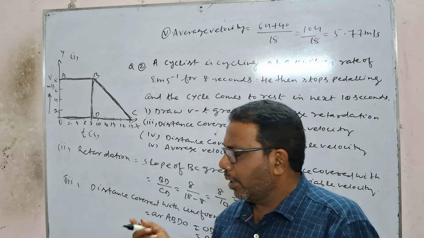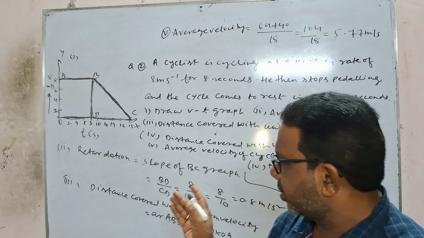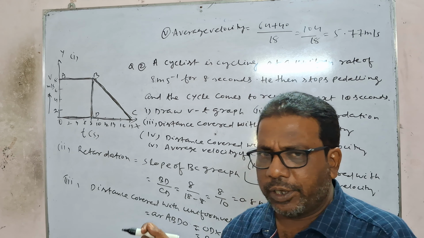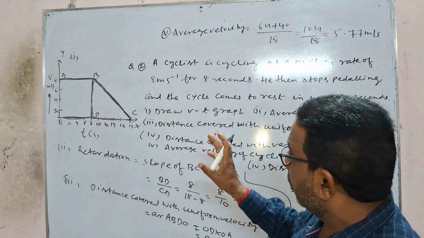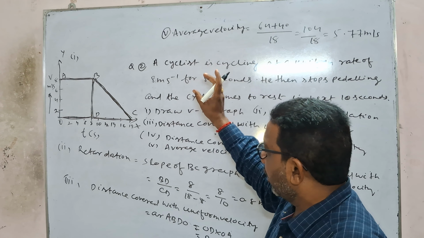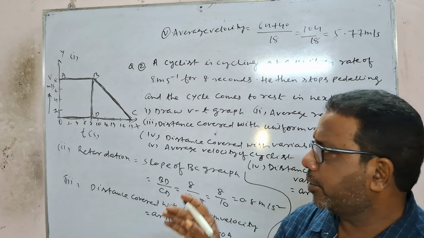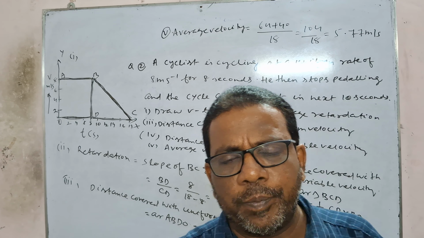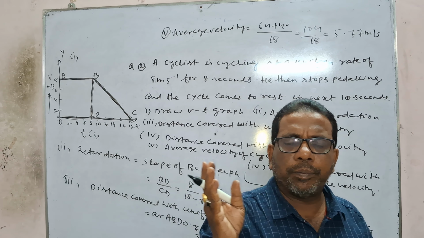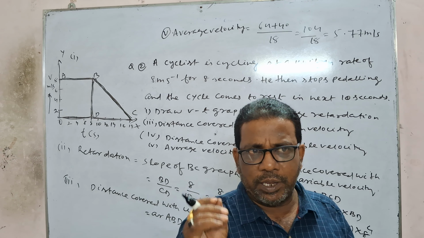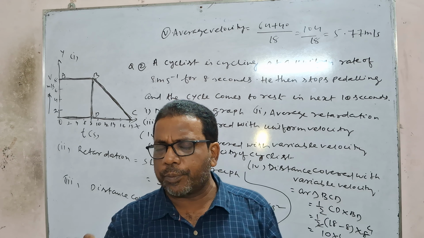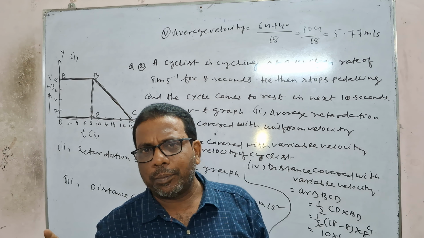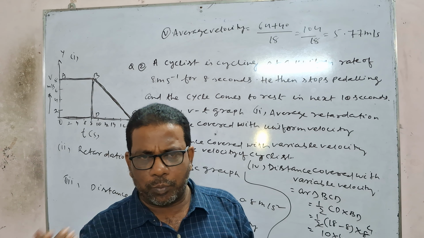How can we find displacement or distance, acceleration, retardation, and average velocity from the graph? And also, if a question is given, how can we draw the graph? These we have discussed now. In the next video, we will discuss the various formulas of motion: V equals U plus AT, S equals UT plus half AT squared, and V squared equals U squared plus 2AS. These are the formulas of motion. Next video we will discuss.